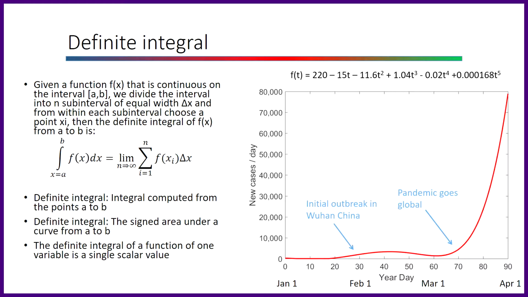We're currently seeing over 60,000 new positive tests every day. Another thing that we can do with this function is we can compute its definite integral to figure out how many new cases there were during any time span.